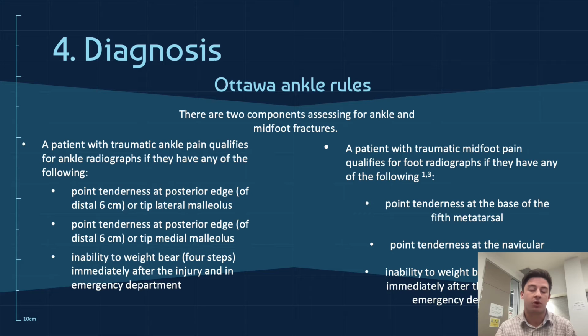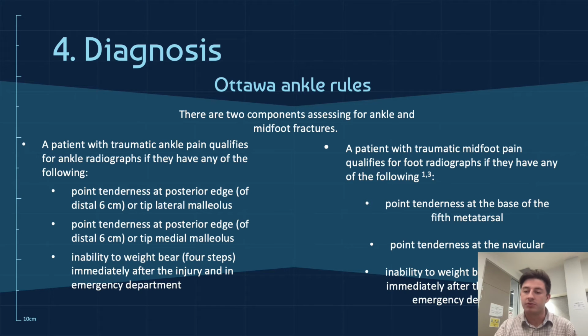The Ottawa ankle rules have an assessing component for ankle and midfoot fractures. I'll just focus mainly on the ankle. The general rules are that patients with a traumatic ankle injury will qualify for an X-ray if they have any of the following: point tenderness at the posterior edge or the tip of the lateral malleolus, point tenderness at the posterior edge or tip of the medial malleolus, and an inability to weight bear, so 4 steps immediately after the injury and in the emergency department.